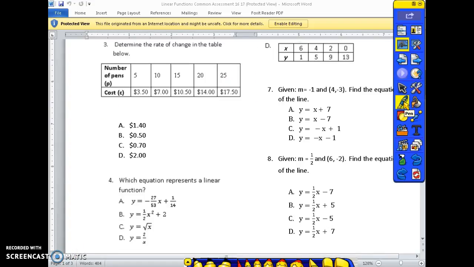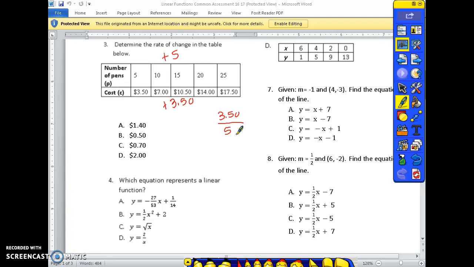Number 3, determine the rate of change in the table below. I'm increasing by 5 for my x's and increasing by 3.5 for my y's. So I pay $3.50, change in y, over 5 pens, change in x. So I'm going to divide.